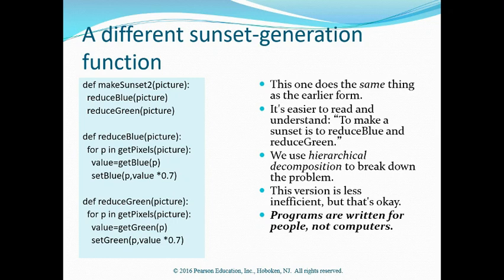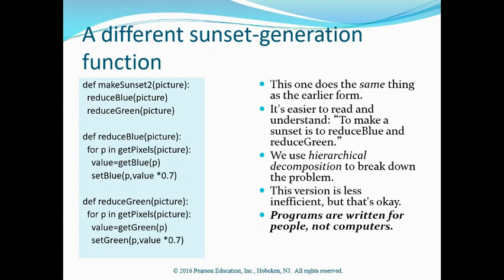This version is less efficient, but that's okay, right? And you might ask, why is it less efficient? Prior, we were going through all the pixels in the picture. Let's just say we went through 100,000 pixels, for example. Prior, we went through 100,000 pixels one time, and we made two changes. We set the blue and the green to different amounts.